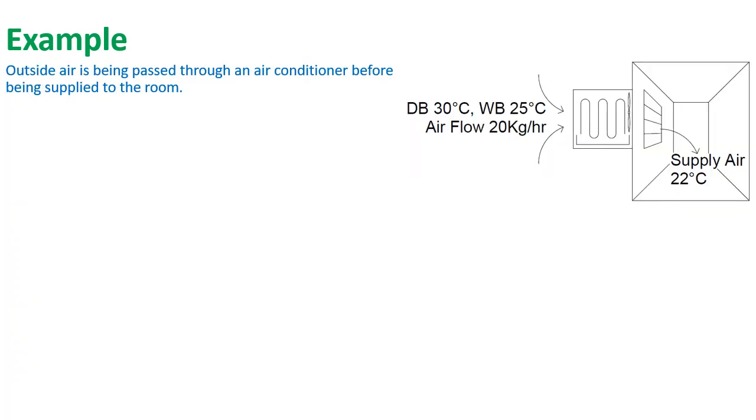Let's have an example about one of those window-mounted air conditioners. Outside air is being passed through an air conditioner before being supplied to the room. What is the humidity ratio, or moisture content, of the air? Given the conditions of the incoming air indicated on the picture, and using our psychrometric chart, the moisture content can be measured at 18 grams of water per kilogram of dry air.